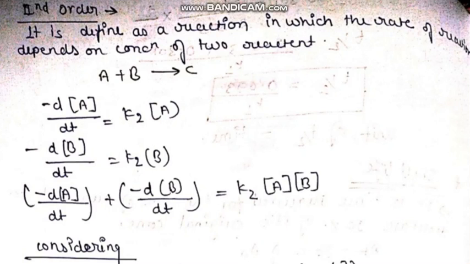Hello everyone. Today we are going to discuss drug reactions which follow second order reaction for the degradation of its therapeutic active ingredient. It is defined as a reaction in which the rate of reaction depends on the concentration of any two reactants. As its name suggests, second means the drug reaction depends on the concentration of two reactants, so it is called second order reaction.